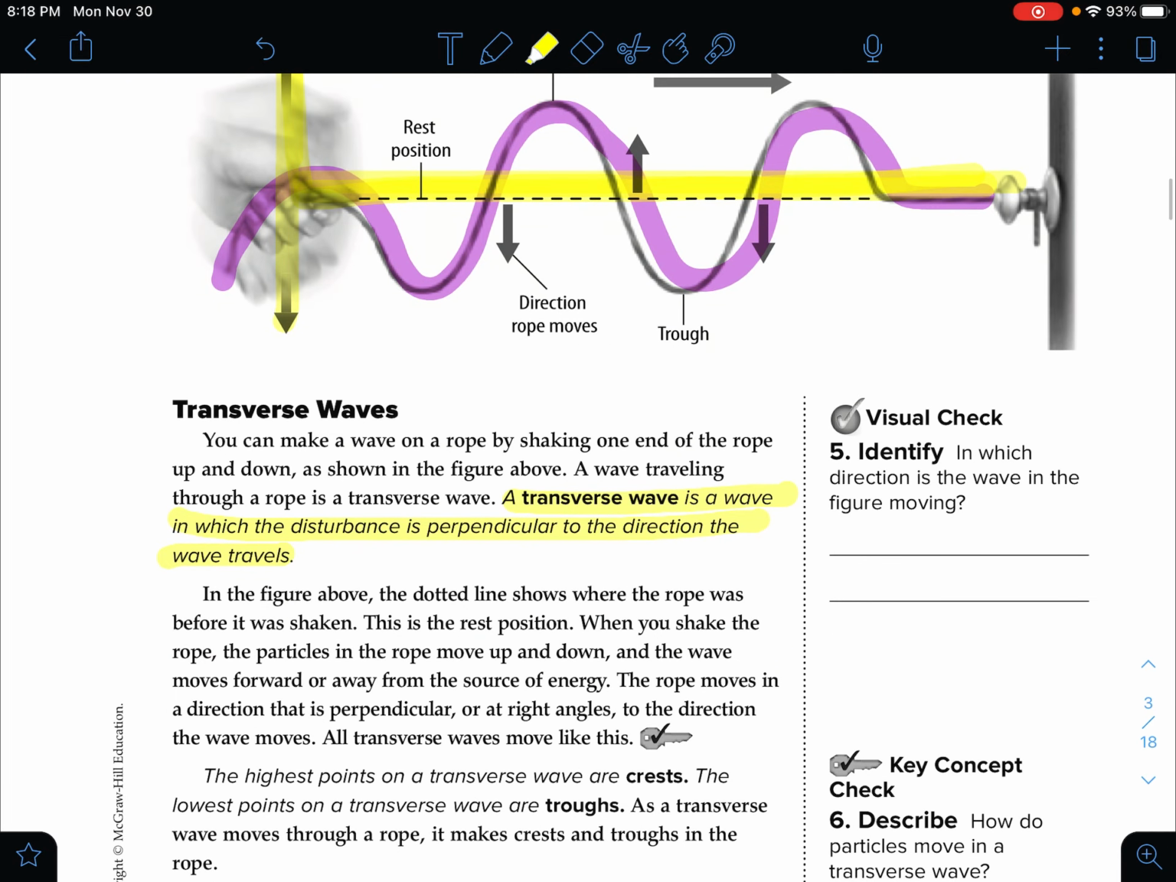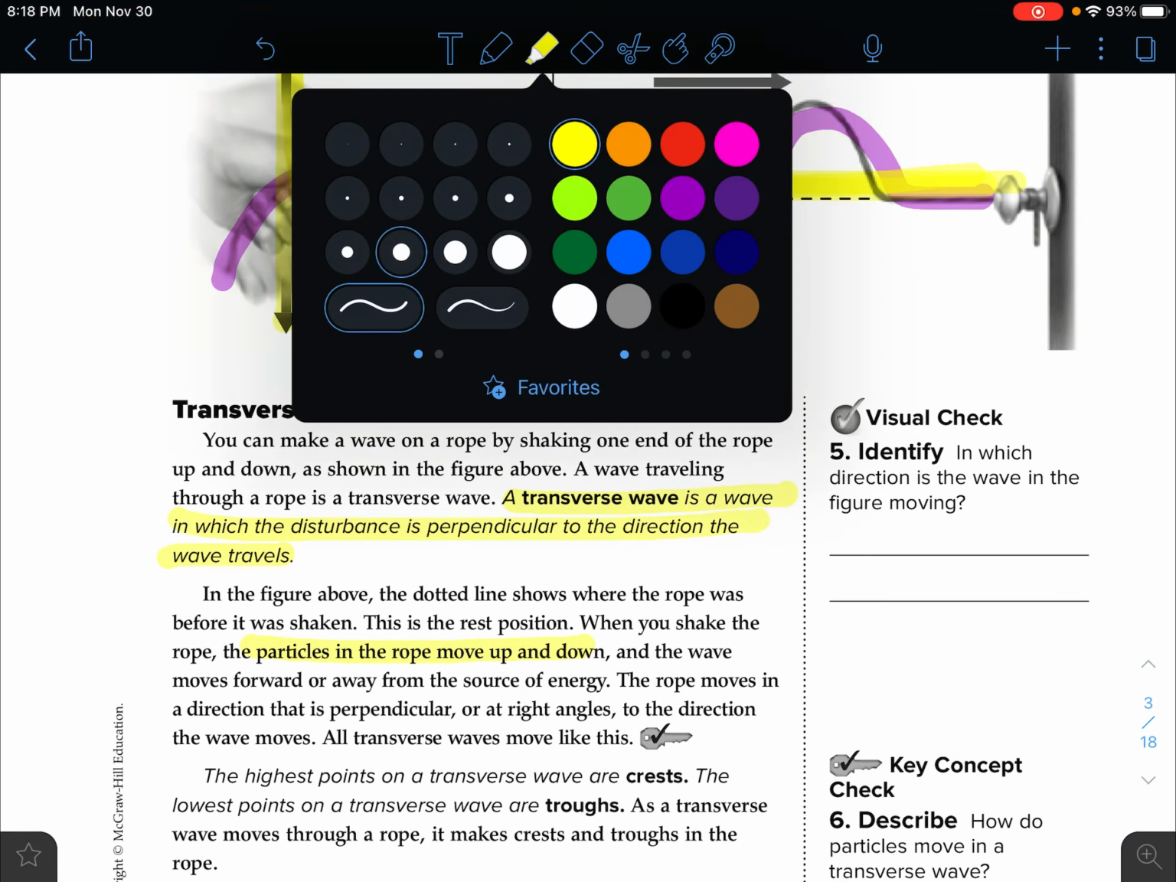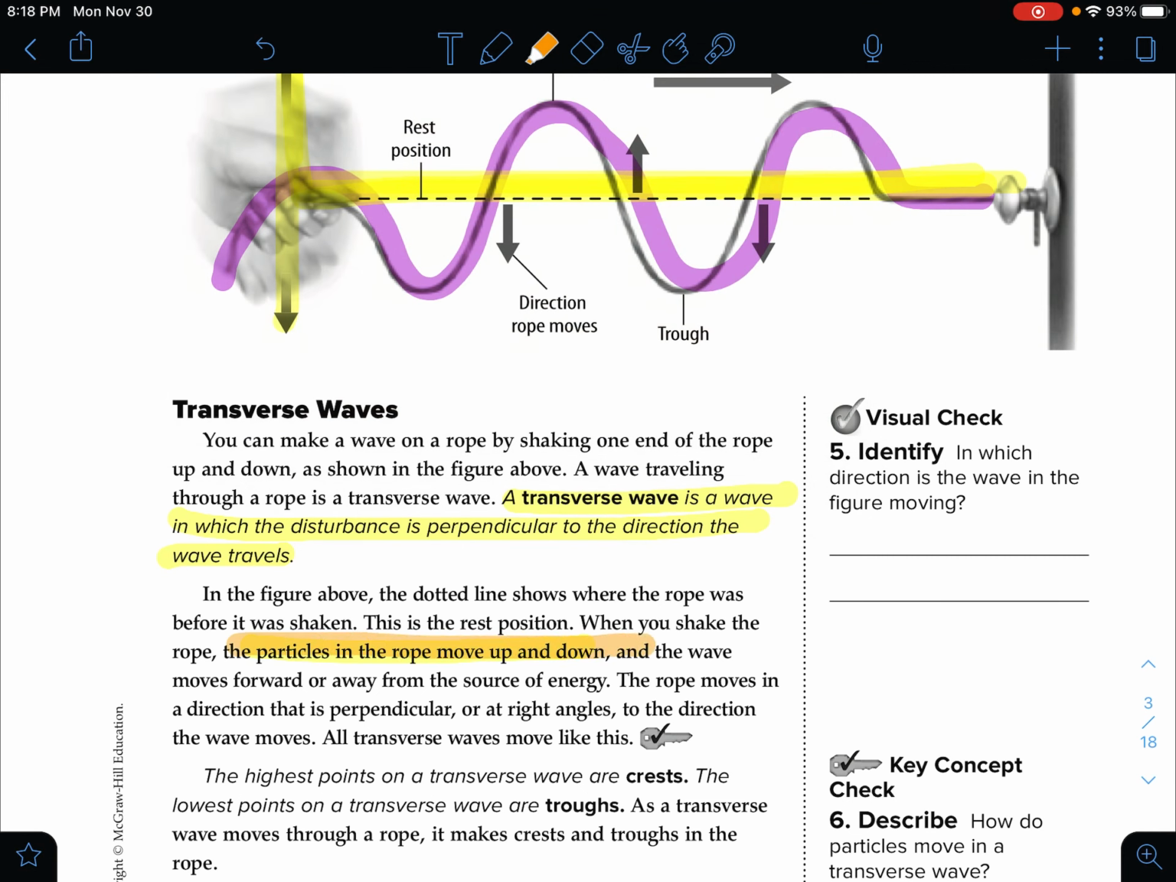So in the figure above, the dotted line shows where the rope was before it was shaken. This is the rest position. When you shake the rope, the particles in the rope move up and down, and the wave moves forward or away from the source of energy, okay? So the particles in the rope, let's change that. Sorry, guys. The particles in the rope move up and down, and the wave moves forward or away from the source of the energy. The rope moves in the direction that is perpendicular or at right angles to the direction the wave moves. All transverse waves move like this, okay? All of them are going to have this up and down movement.